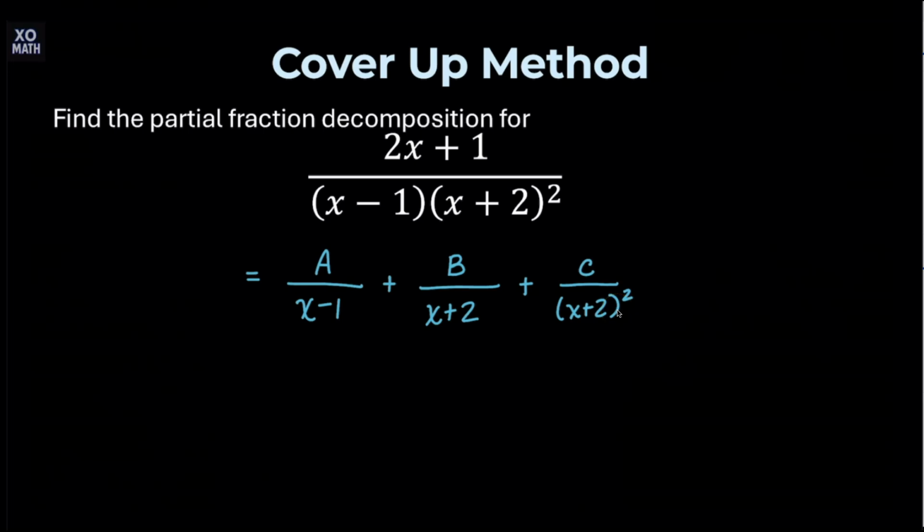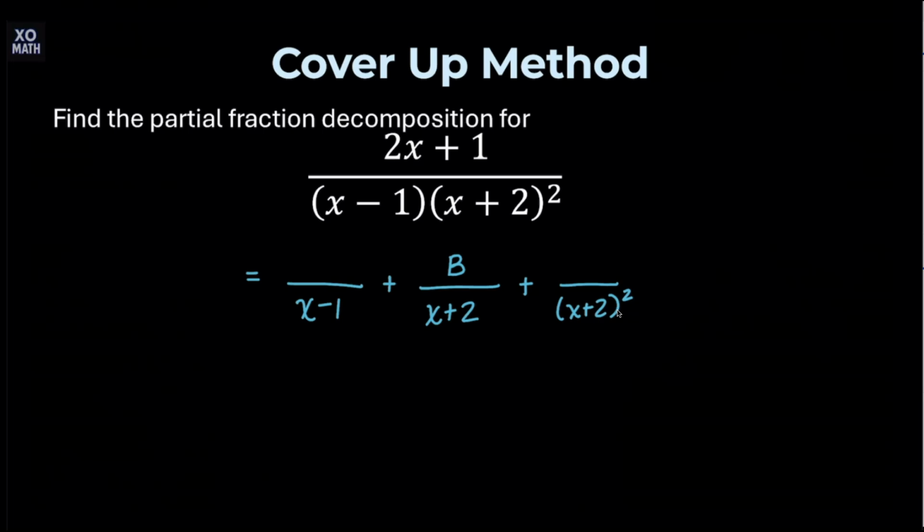So that's what the cover-up method is going to allow us to find when it comes to repeated linear factors: the repeated linear factor to the highest power. Any of the smaller ones, we're going to have to go back to the traditional methods. So we're going to be able to find the value above x minus 1. I'll erase that so we can fill it in. And then the value above x plus 2 all squared.